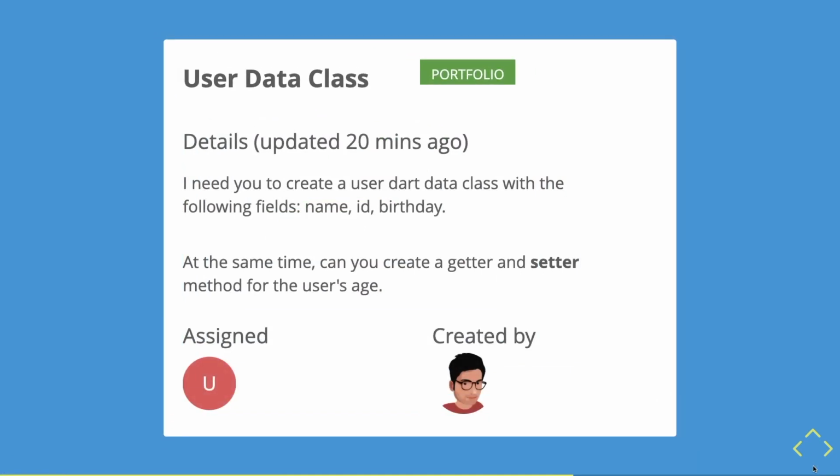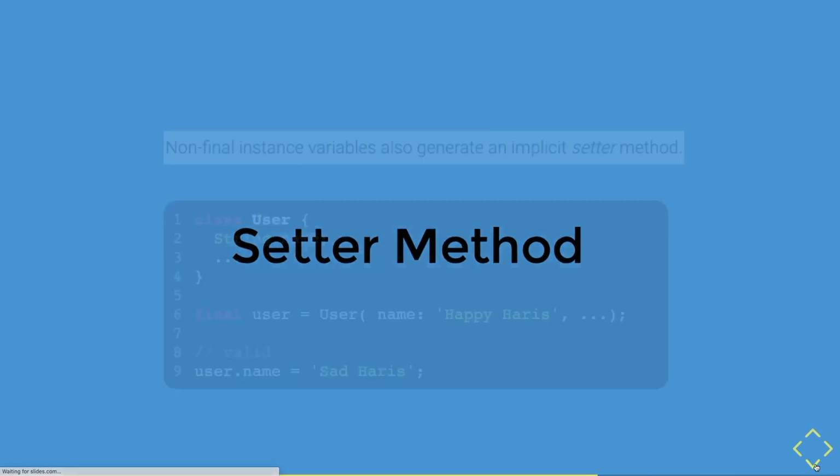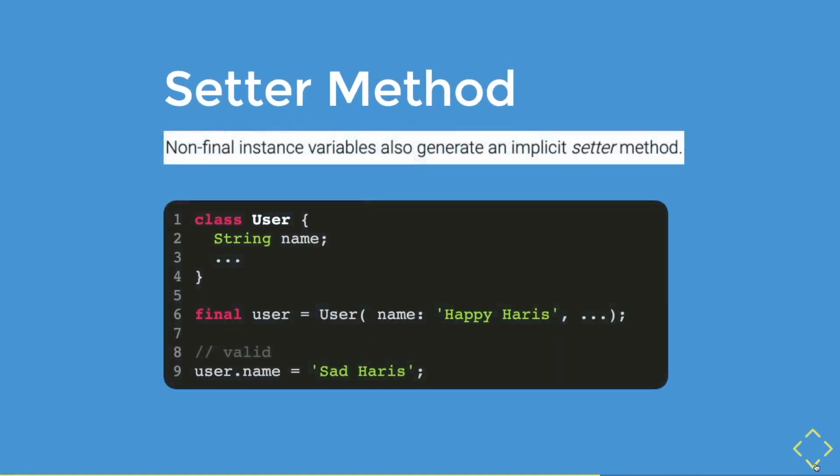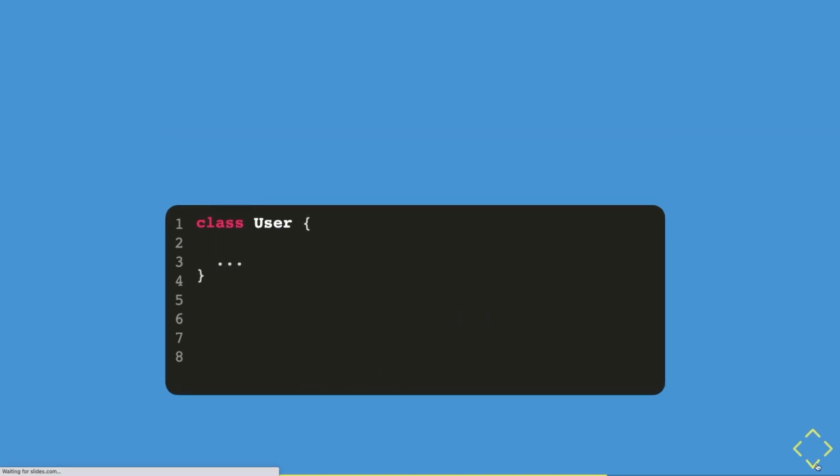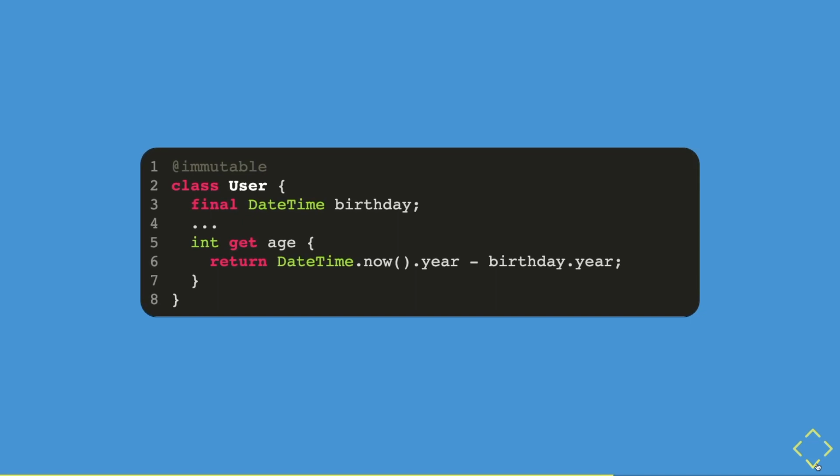And lo and behold, you have a setter method that you need to create. Which brings us to the next section of this video, the setter method. If you have paid any attention closely, setter method is already implemented before the immutability part. That means any fields created in the object have a getter and also a setter by default. So non-final instance variables generate an implicit setter method. Now the thing is, the setter method for the age would have to change the user's birthday. Therefore, you would sadly have to remove the immutable and also the final keyword for the field birthday.